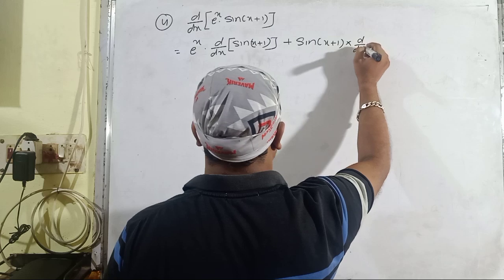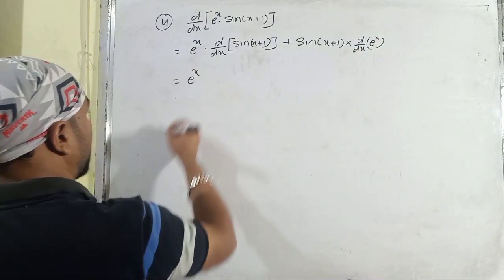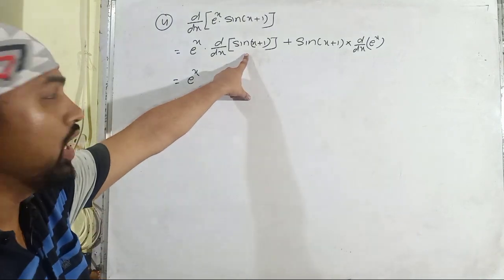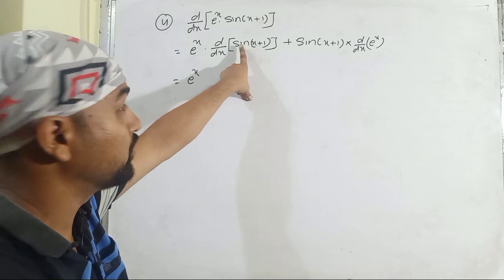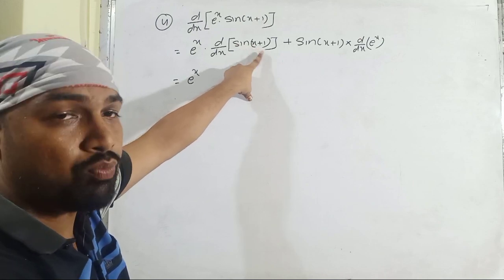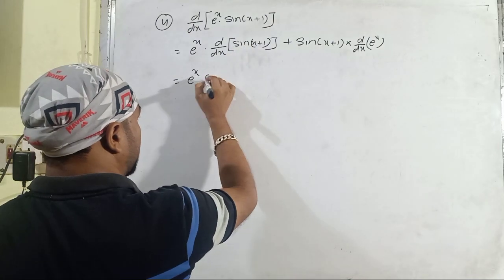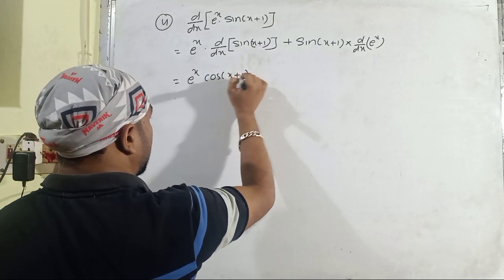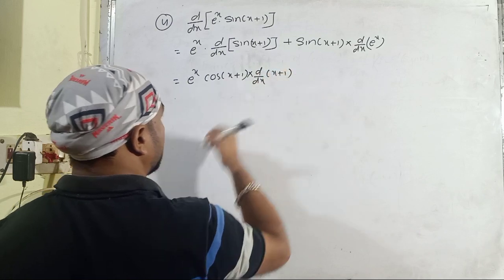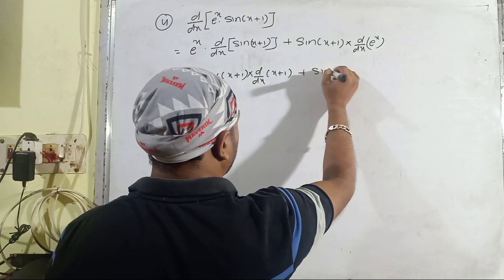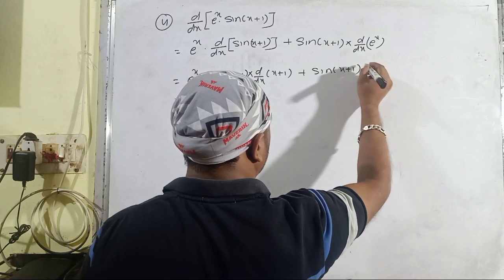multiplied by the differentiation of the first function, then it will be e to the power x, then the chain rule will be applied here because it is in the form of sin u, not in terms of sin x, because it is a composite function. So it will be differentiation of sin x plus 1, it is cos x plus 1, and again multiplying the derivative of x plus 1, then sin x plus 1, the differentiation of e to the power x, it is e to the power x.